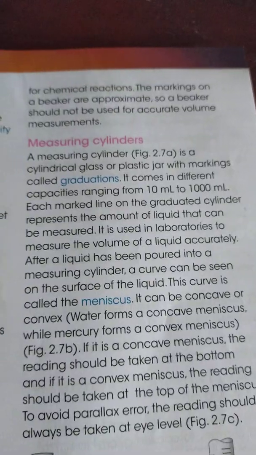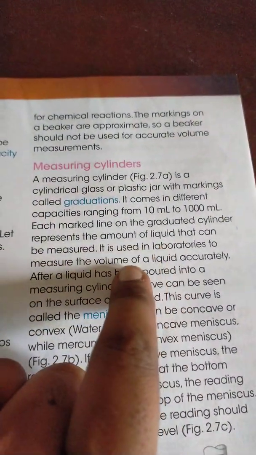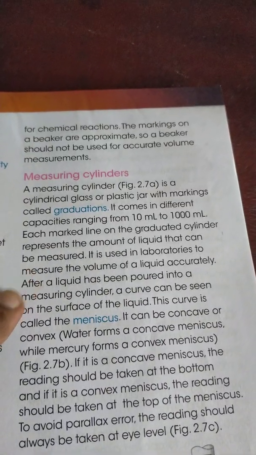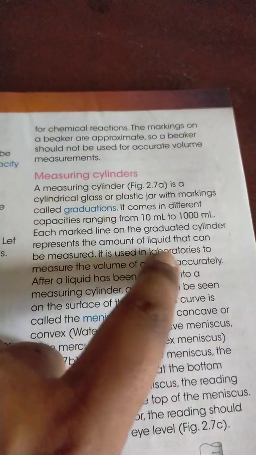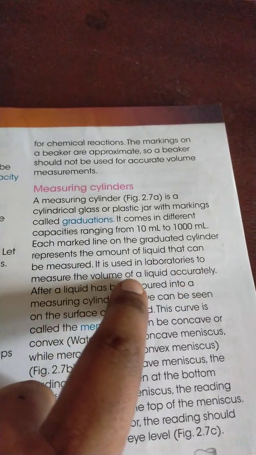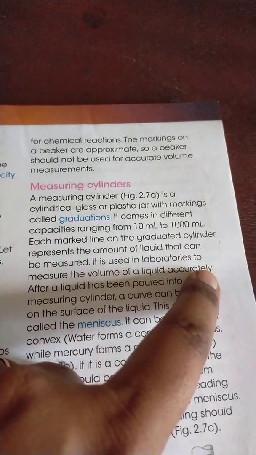Number 2, a more specialized measuring vessel is used to measure volume of chemicals in laboratory. So the answer for this you may write: it is used in laboratory to measure the volume of a liquid accurately. Okay, so this reason you will be writing: it is used in laboratory to measure the volume of a liquid accurately.